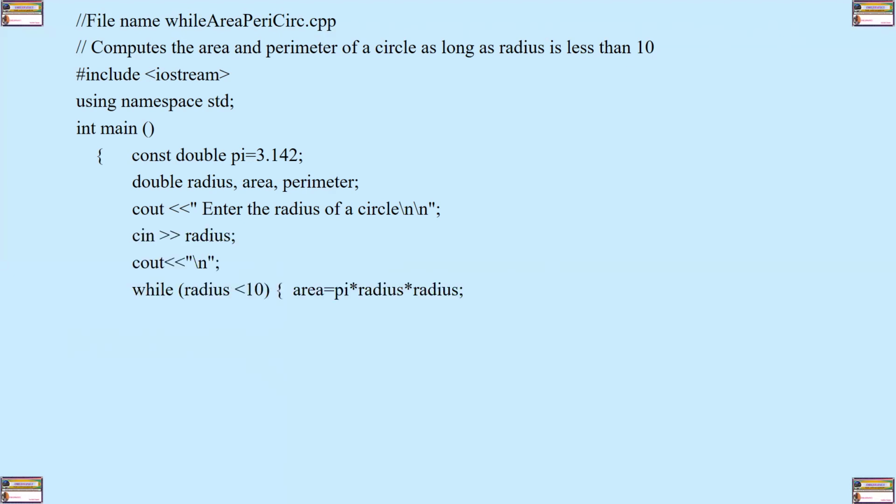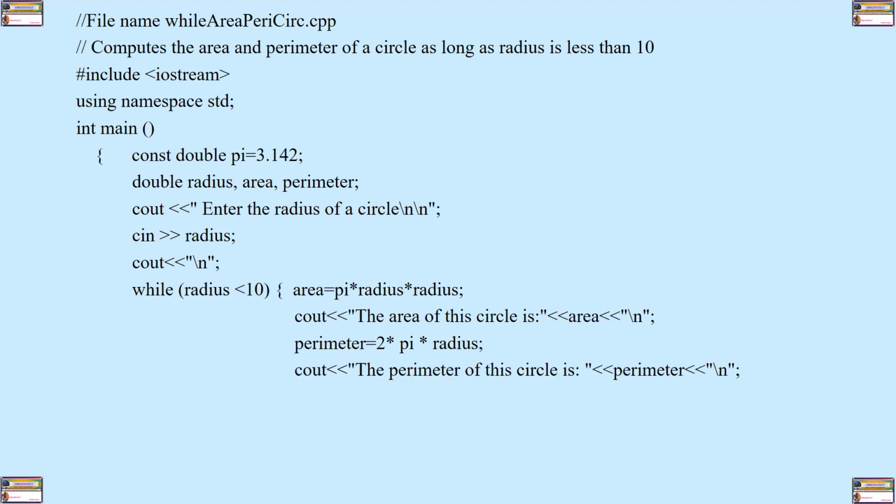Then check, is radius less than 10? So while radius is less than 10, compute the area of the circle, display the value of area on the screen, then compute the value of perimeter, display perimeter on the screen. Then prompt the user for radius.